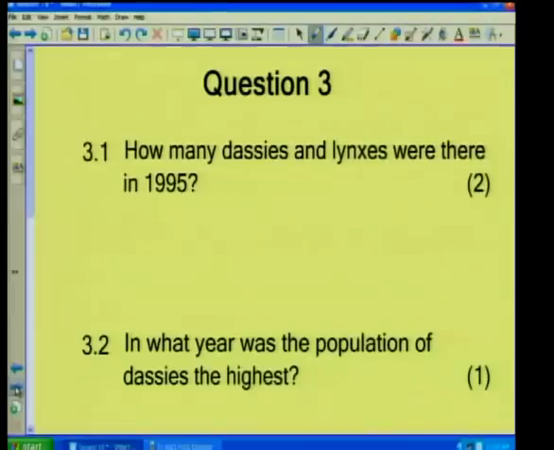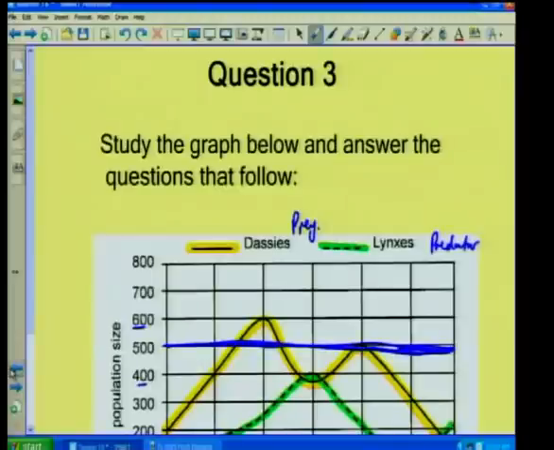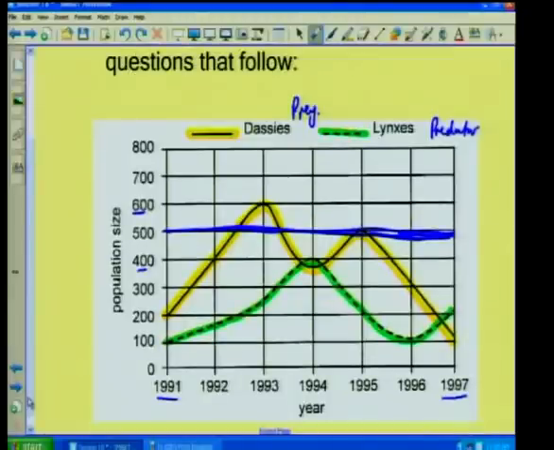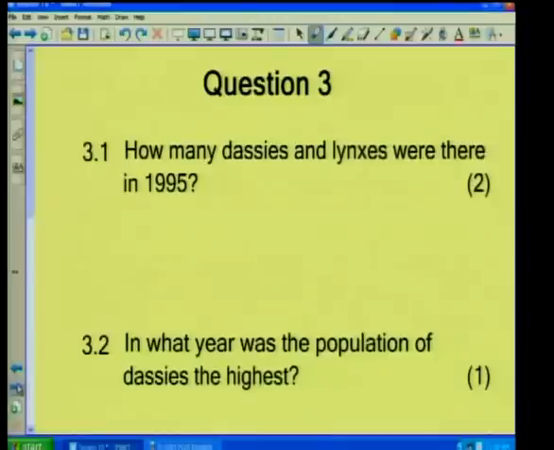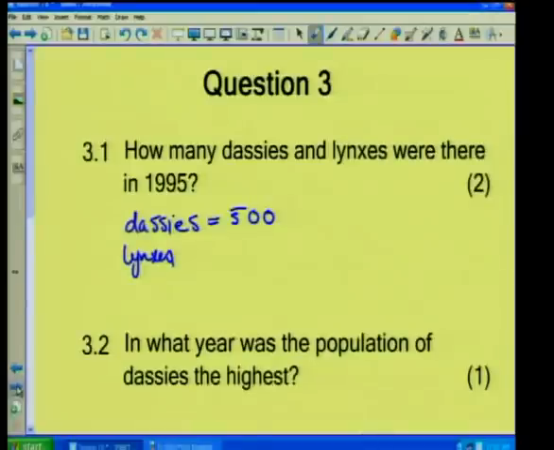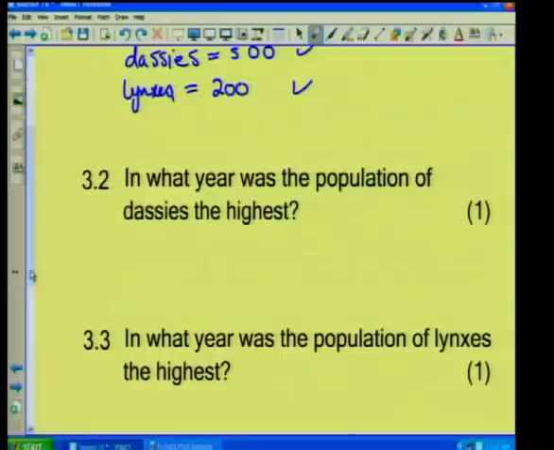Okay. So let's look at our questions. How many dussies and lynxes were there in 1995? Now this is easy. You go to your graph. You never ever read anything from a graph without a ruler. Okay? So we have a look. 1995. How many dussies and lynxes? All right, your dussies, there were 500. And your lynxes, approximately, I would say 200 here. So it's at that point there, so they're 200. And then you've got two marks, just from being able to look at a graph.